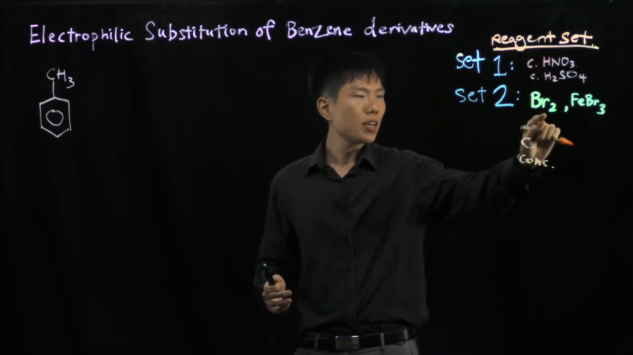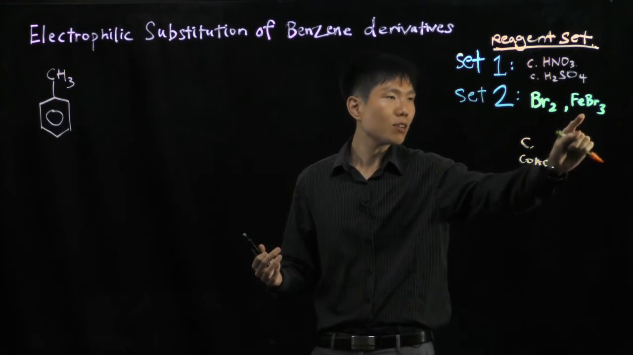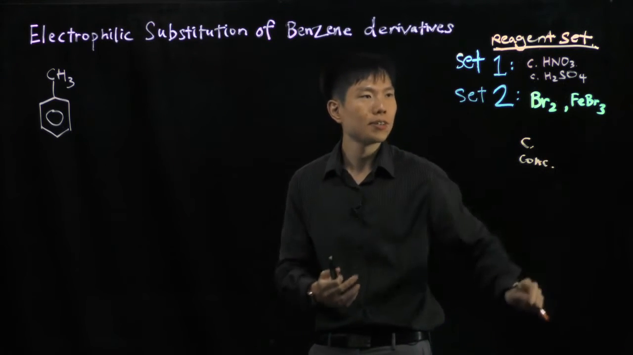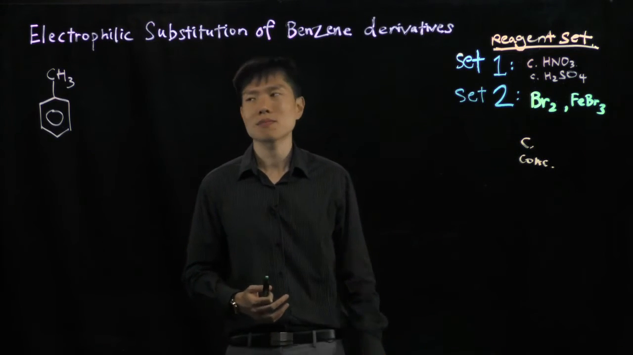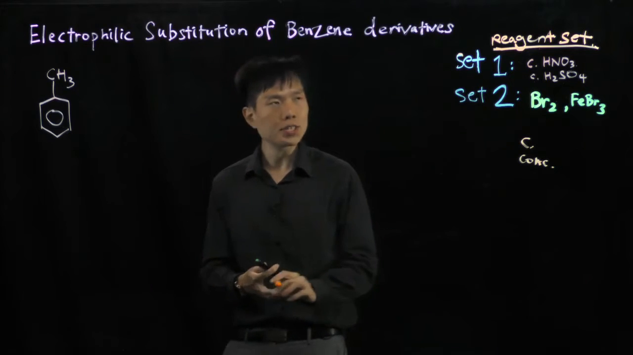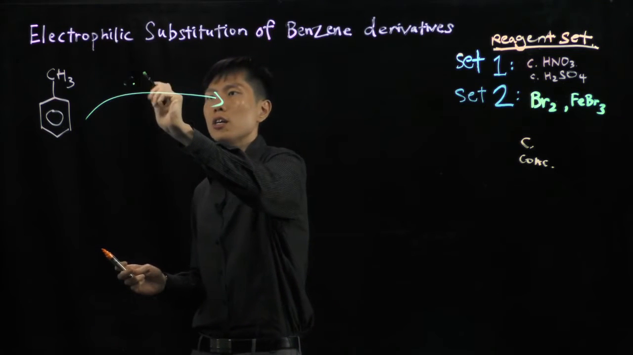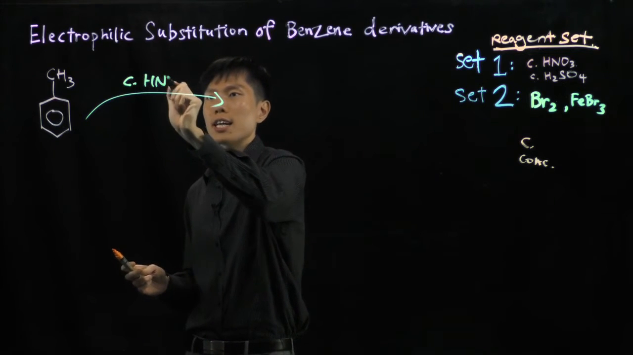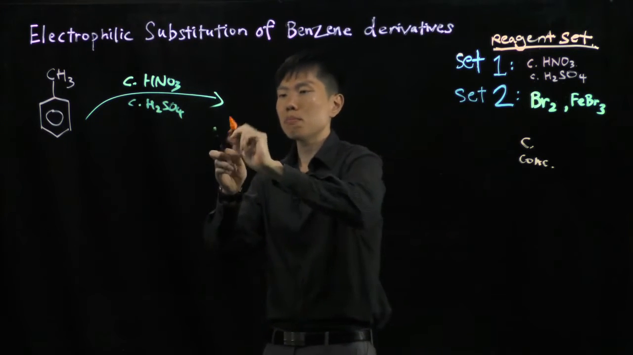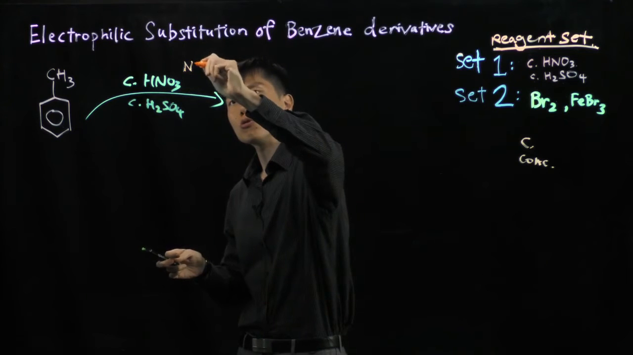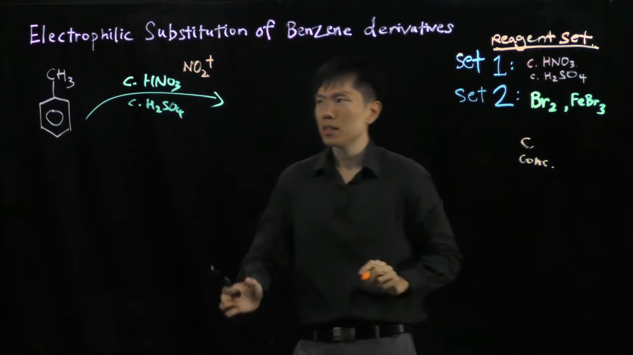Set 2 reagents will be bromine in a halogen carrier, iron(III) bromide. This must be anhydrous for it to function as a halogen carrier, to pluck off the Br minus and to generate the electrophile Br plus. So suppose we start with set 1, and we throw in conc HNO3, conc H2SO4. So this step puts on NO2 onto the ring here.